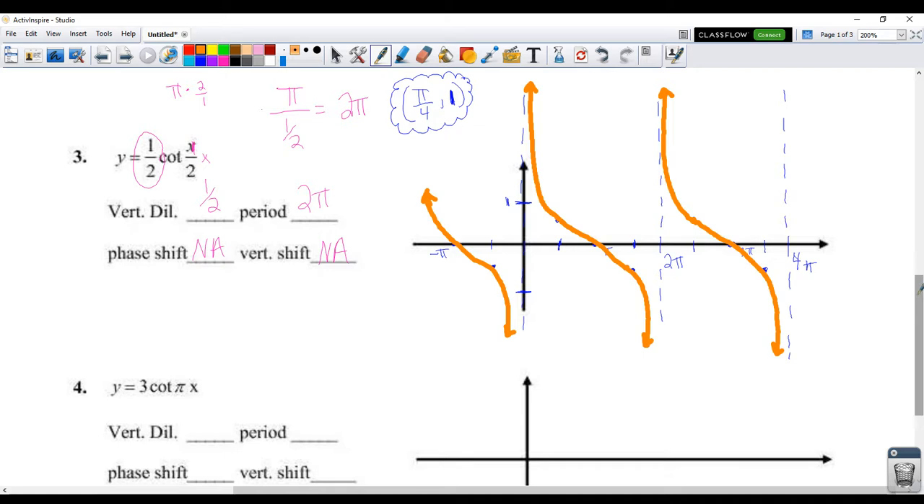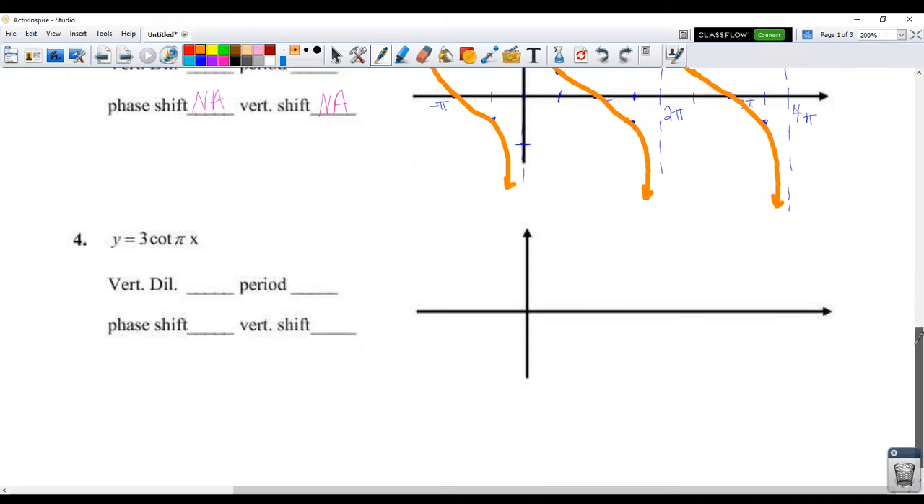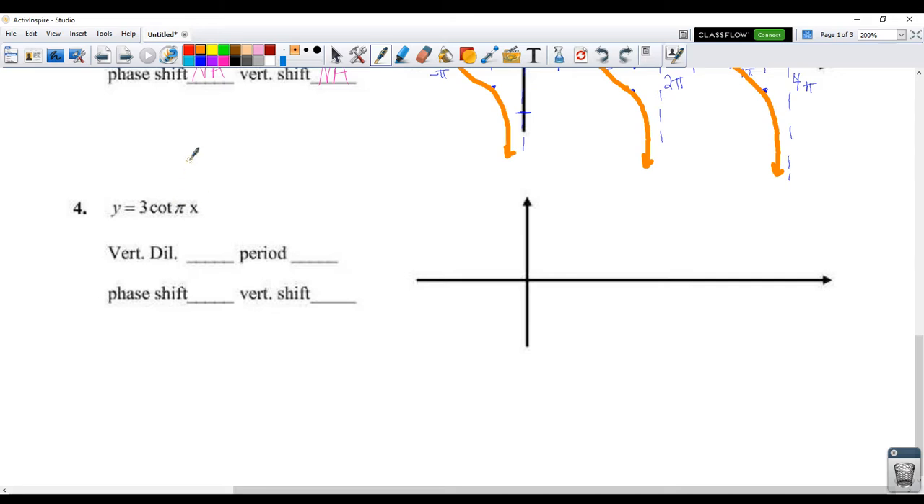Okay, so let's do another cotangent one here. And since we're on it, we might as well do it. 3 cotans of pi x. So we start with the vertical dilation. So vertical dilation of 3. The period is pi over pi. So this has a period of 1. Okay, no phase shift and no vertical shift.